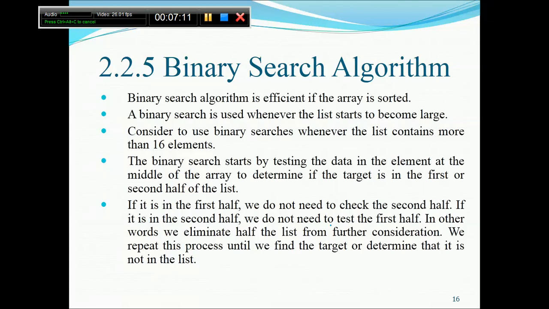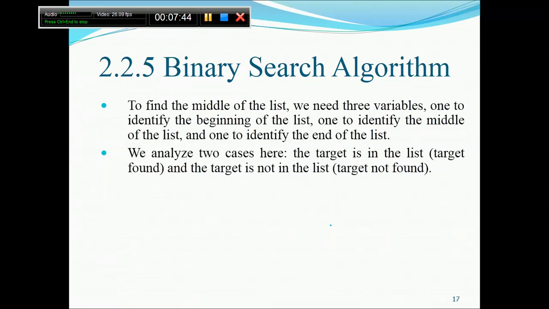That is the idea. So the binary search starts by testing the data in the element at the middle of the array to determine if the target is in the first or the second half of the list. If it is in the first half, we do not need to check the second half. Similarly, if it is in the second half, we do not need to test the first half. In other words, we eliminate half the list from further consideration. We repeat this process until we find the target or determine it is not in the list. We'll see with an example.